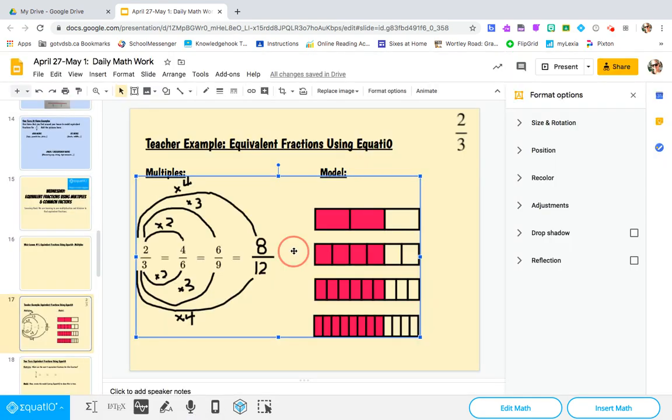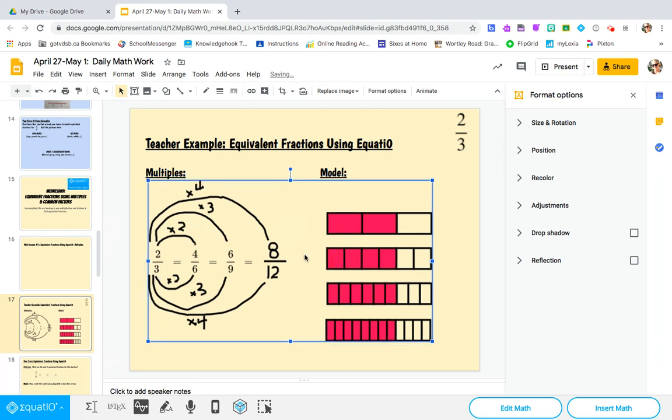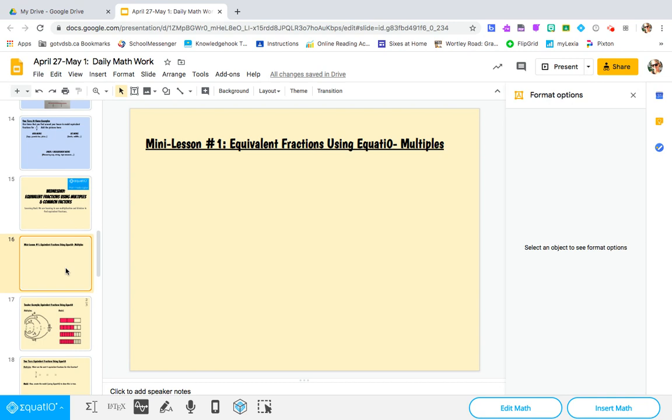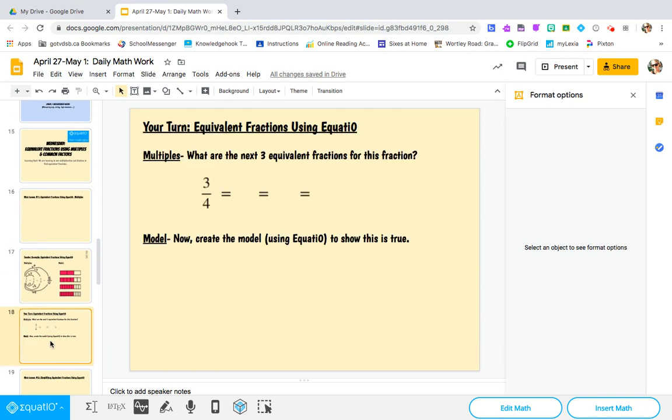Now I'm going to have you do the same thing on the next page for the fraction 3/4. So let's try multiplying by 2, 3, and 4, and then go in and create your model to prove that this is true.